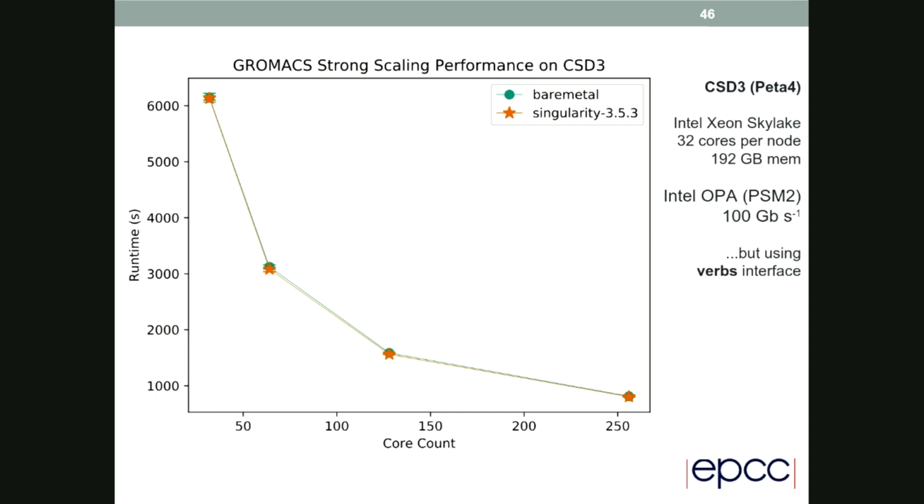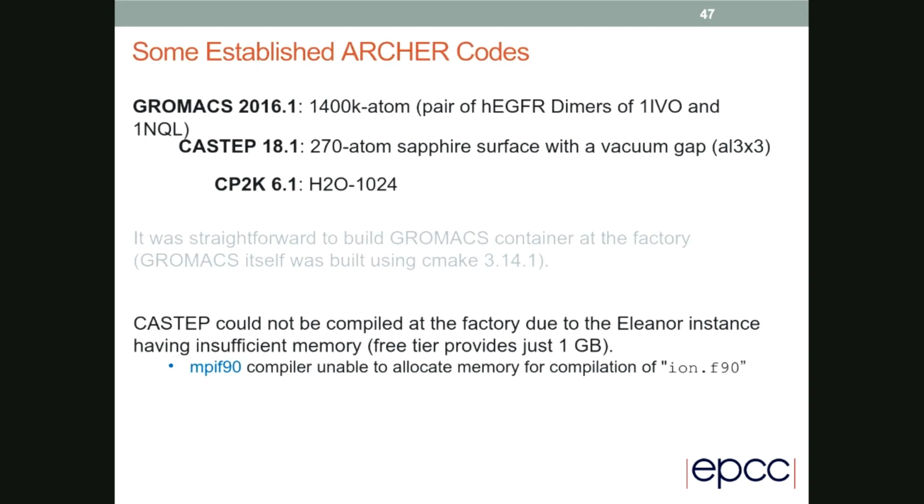So moving on to CASTEP, that was a little bit harder to compile due to the puniness of my cloud instance that I had. If you remember, it was a free tier instance, so I only had 1 gigabyte of RAM. This meant that I couldn't actually compile one of the source files because the OpenMPI compiler was allocating memory to do the compilation. So that was it. It wasn't too hard to find a workaround for that.